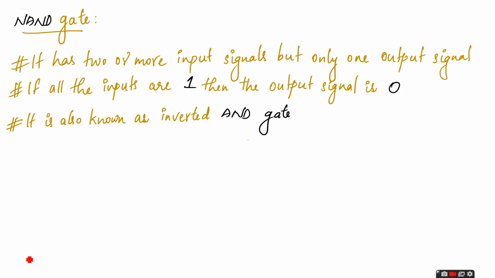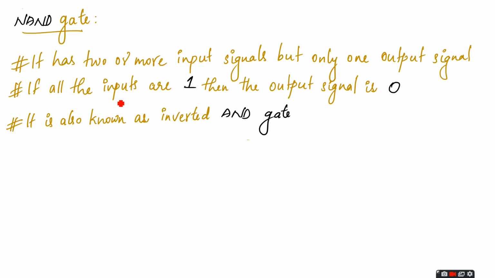In this video, we are discussing NAND gate, NOR gate, exclusive OR gate, and exclusive NOR gate. So first we can discuss NAND gate. A NAND gate has two or more input signals to produce one output signal.